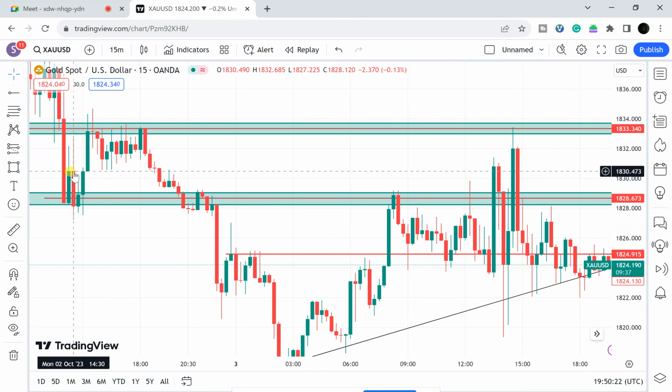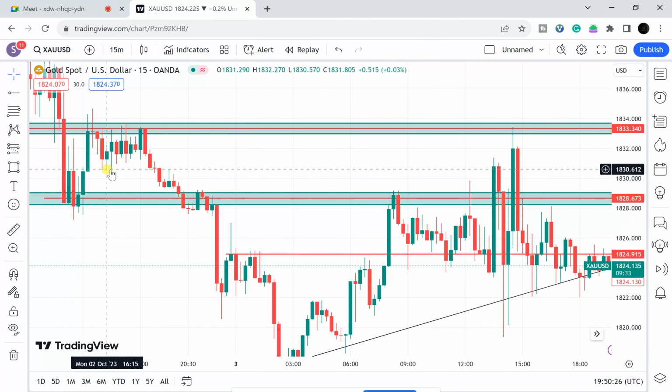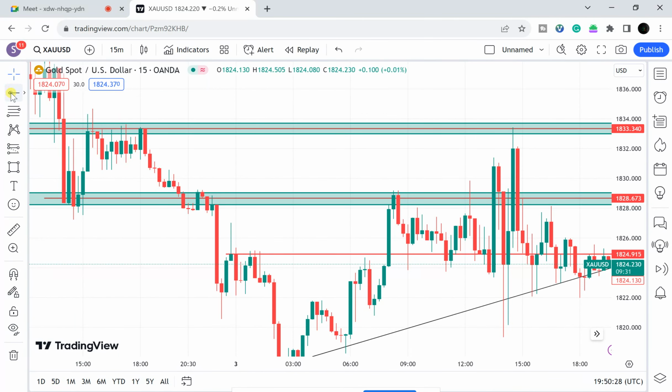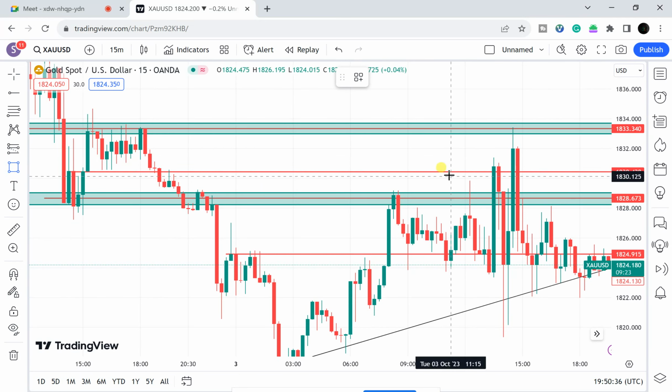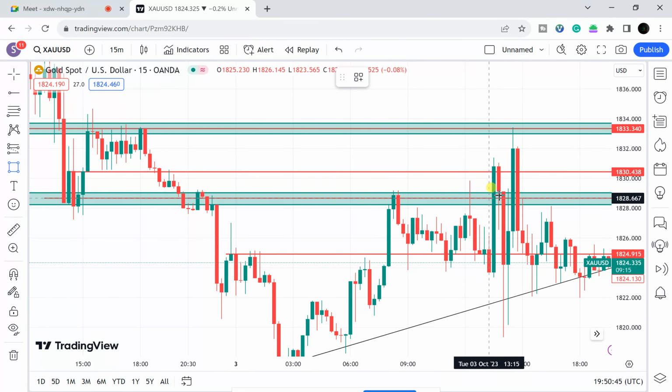Why? Because if you look at this zone, you see that it served as a support for these 3 weeks. So if I'm able to spot out this zone, I'm already having another zone somewhere here to trade. So when I see this spike happening, what do I do? I wait for rejection. I wait to see where the rejection will happen.